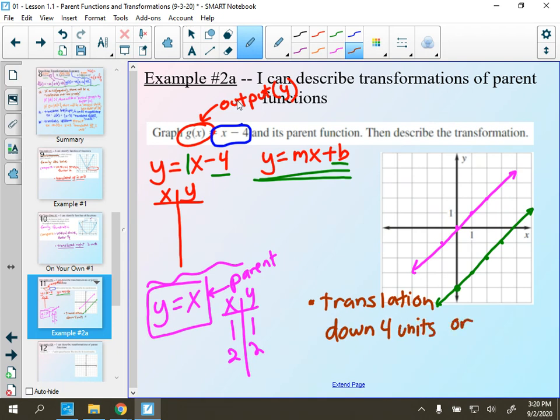and I'm just going to put our second option. It's translation. Remember the opposite, the horizontal would be opposite. So it looks like left, but it's actually would be right 4.